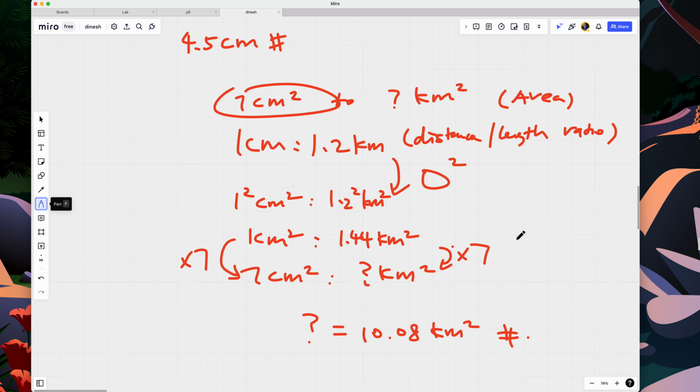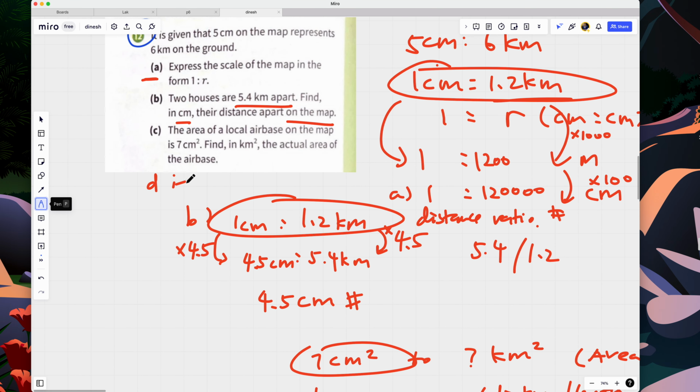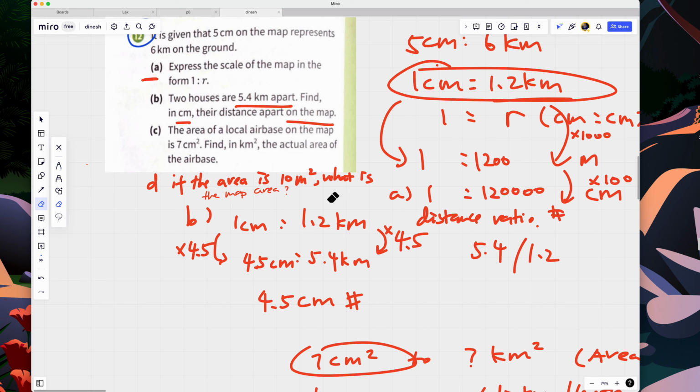What if they ask you one more question? They say, if the area is 10 meters square, what is the map area? How do you do this question? Can you try it out?